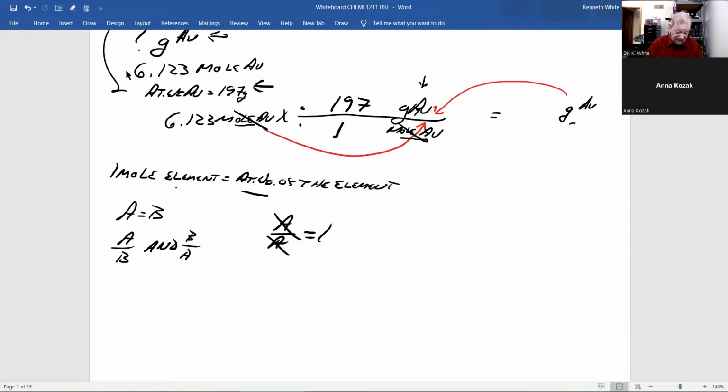First of all, I'm going to turn on my calculator, clear it. I have 6.123 times 197. And my calculator gives me this number in scientific notation.